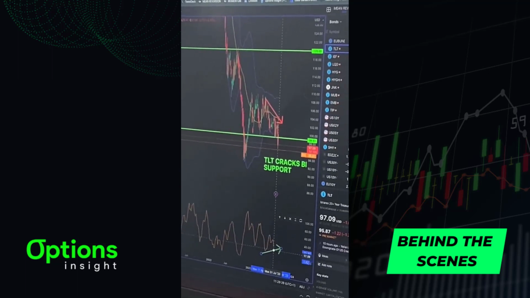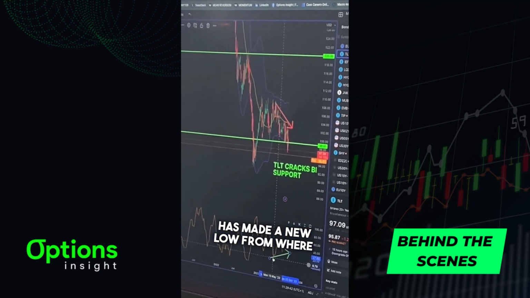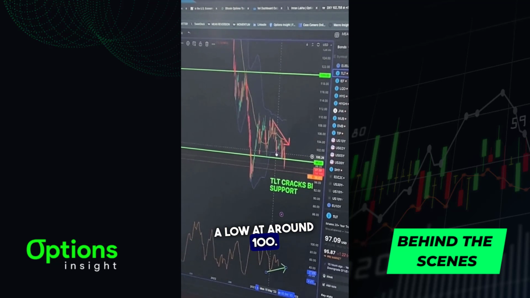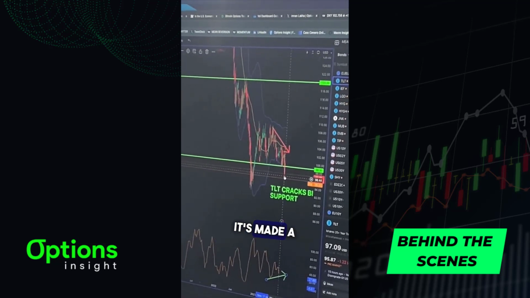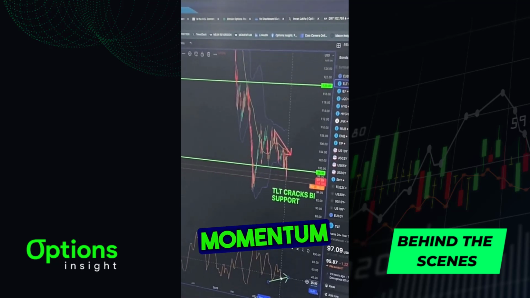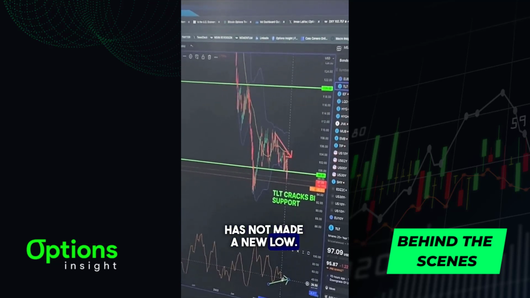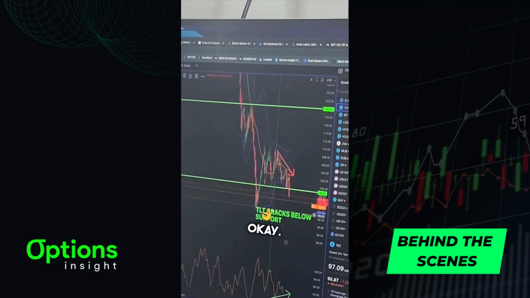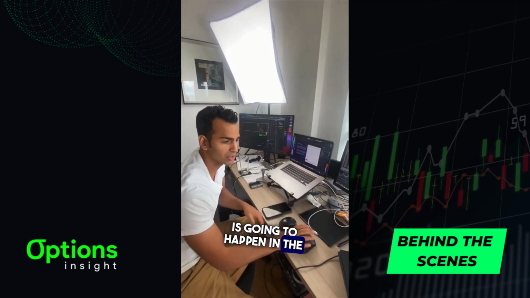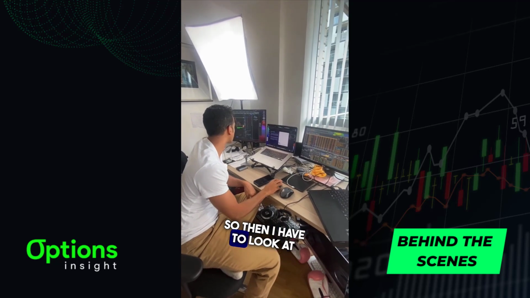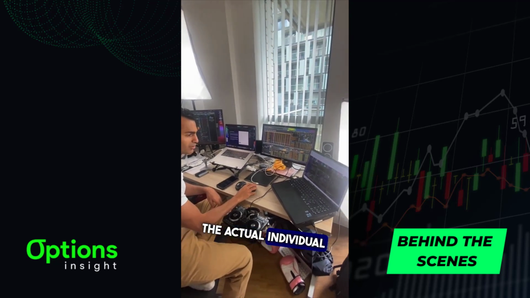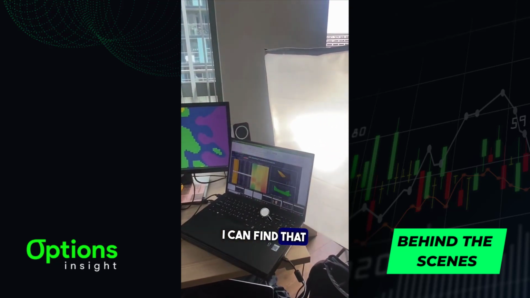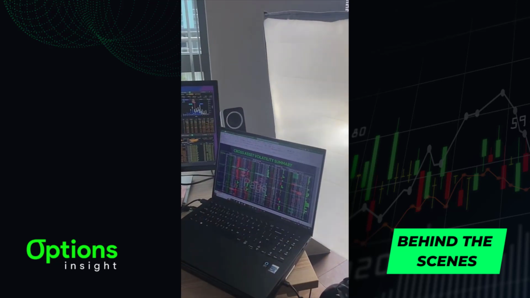So TLT has made a new low from where it got to on the 15th of May, where it made a low at around 100. It's now gone through there, it's made a low of about 96, but the momentum indicator on the weekly has not made a new low. So to me, that is a setup for a potential bounce, okay? Now, I don't necessarily think that bounce is going to happen in the super short term. So then I have to look at the actual individual dashboard on TLT, where I can find that here.